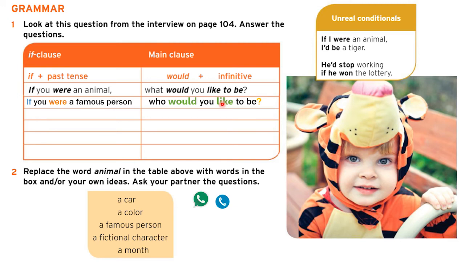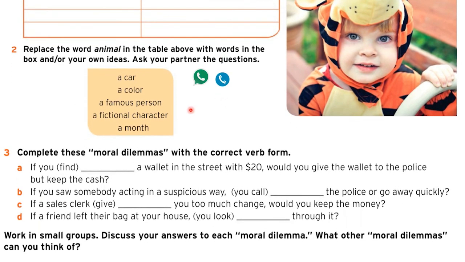Alright, now moving on to exercise number 3, we have to complete these moral dilemmas with the correct verb. Okay, so here we have these 4 sentences that are in unreal conditional. You have to write the verb in its correct form. Remember, if it is the unreal situation, the verb must be in past tense. For example, here we have, if you a wallet in the street with $20. This is the unreal situation, so you're gonna write the verb in simple past, found.